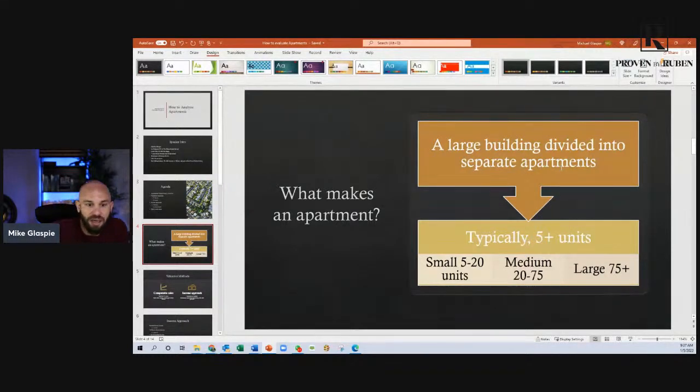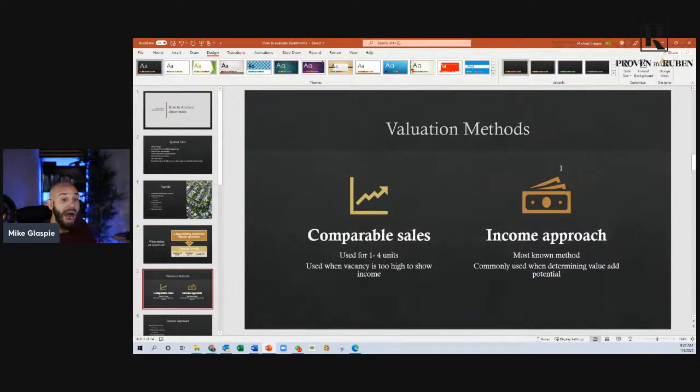I appreciate that. Sherry says also that we're just trying to educate people on how to potentially invest in these opportunities, right? All right. So different valuation methods. The first one is called the comparable sales approach.